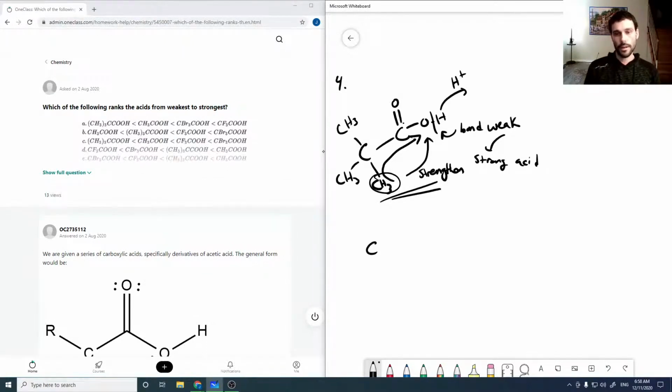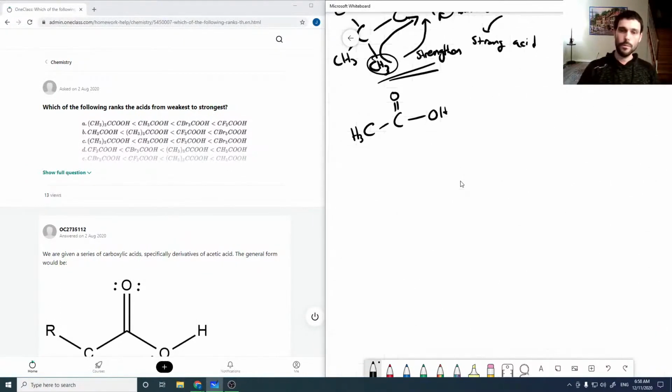So now we've got CH3COOH. This is kind of our standard carboxylic acid. So this is kind of our comparison ground. So that one, I'm not gonna make any comments necessarily. This is kind of what we're going to compare everything to.